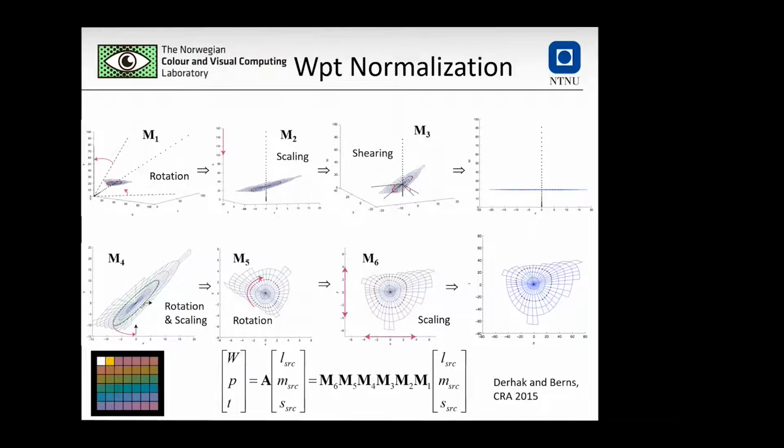The way we can approach that is using a method that Max Derhak developed, which is called waypoint normalization. It's a series of steps that start off with rotation and scaling and shearing and so on. We end up with a series of matrices in cone space that allow us to calculate this waypoint intermediate, and then we invert that process to derive the output value that we want. There's Derhak and Burns' very nice paper in Color Research and Application in 2015 that I recommend.